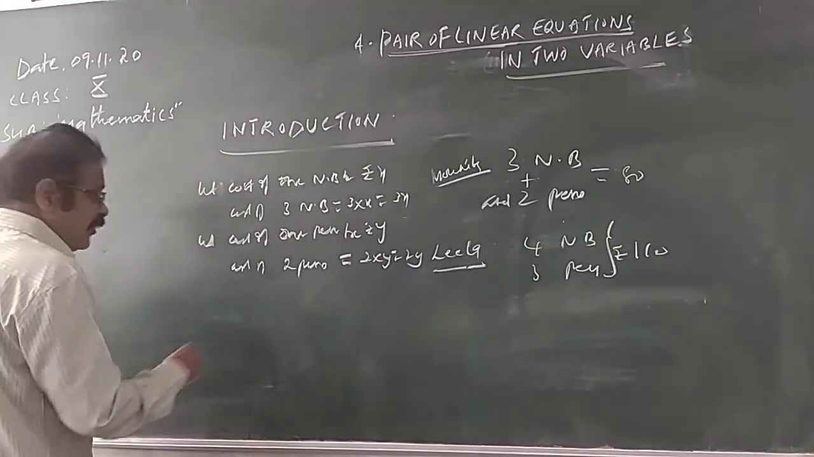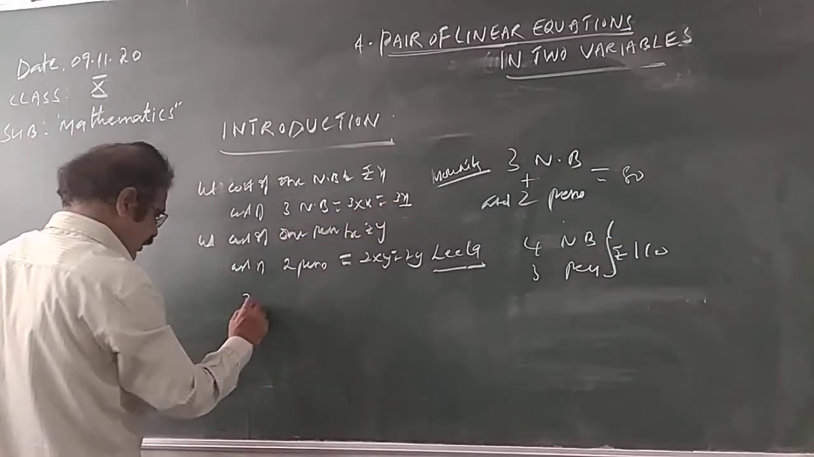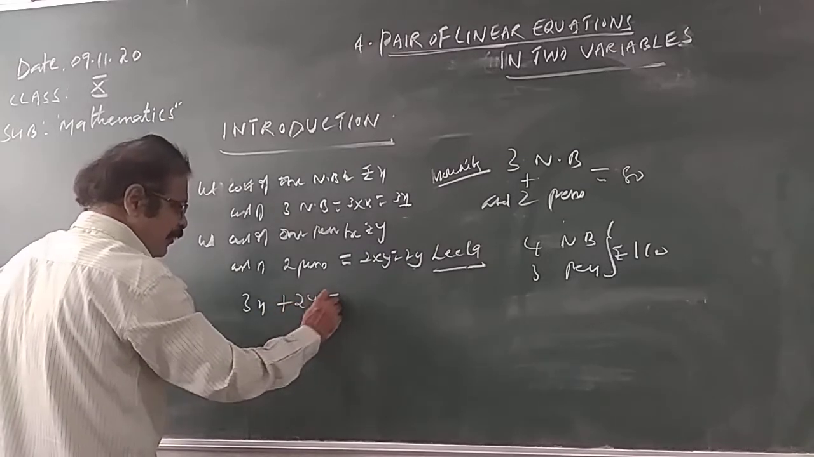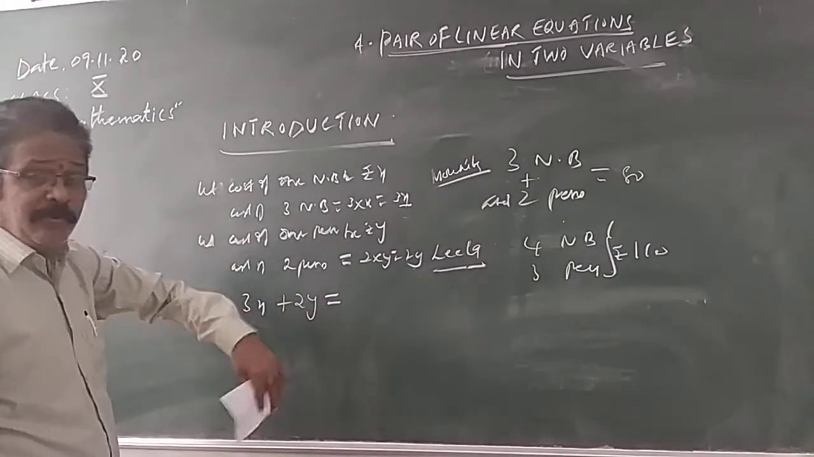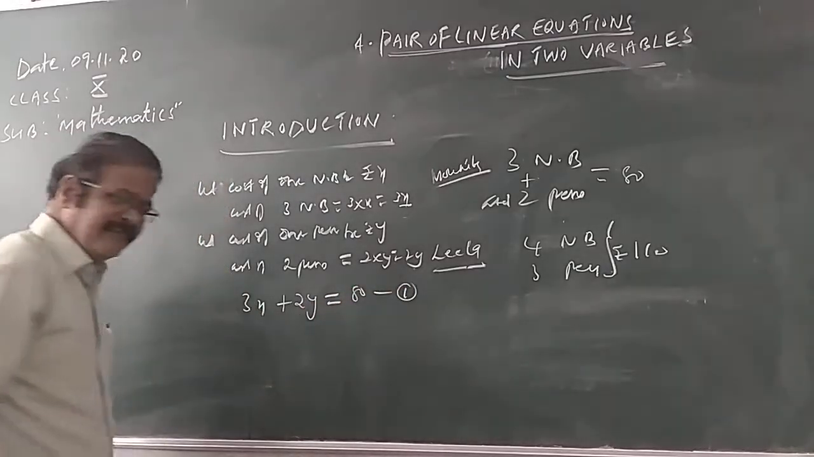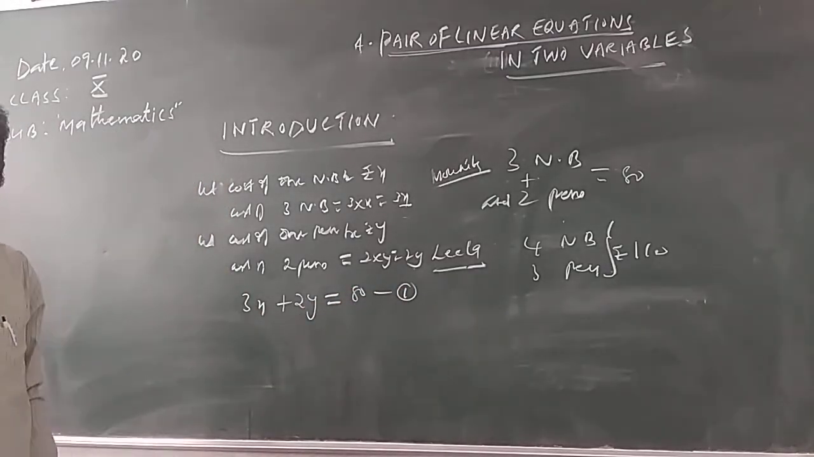The cost of 3 notebooks is 3x, and the cost of 2 pens is 2y. Together, 3x plus 2y. The cost of 3 notebooks plus 2 pens is 80 rupees. This is one equation. Like this, you can formulate the equation.